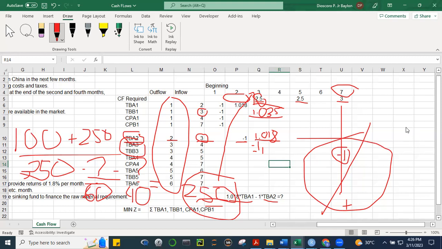So those will be our constraints. We have a constraint for month 2, month 3, month 4, month 5, month 6, month 7. No constraint for month 1 because month 1 is the setting up of your sinking fund. Month 1 will be your objective function. We're going to minimize whatever TBA1, TBB1, CPA1, CPB1 is. All right? Clear, class?